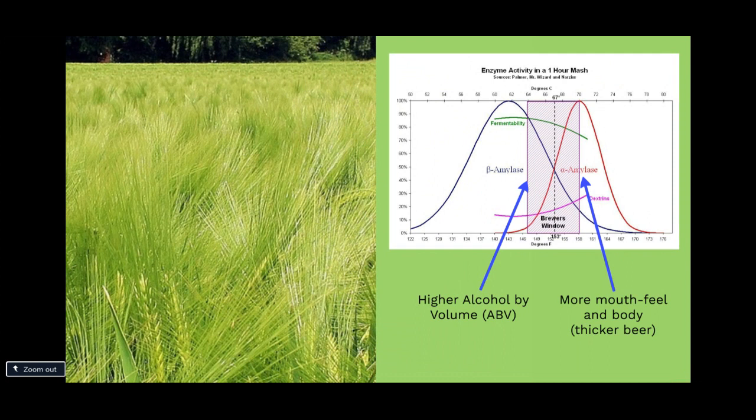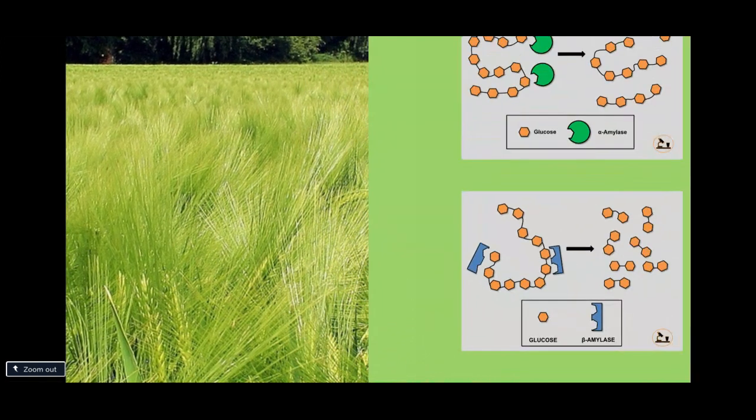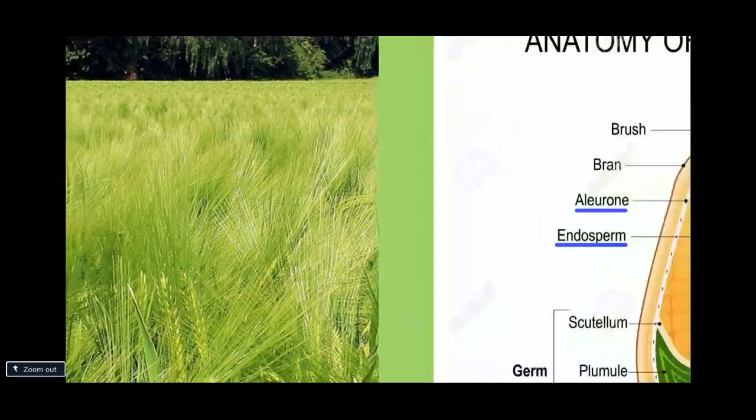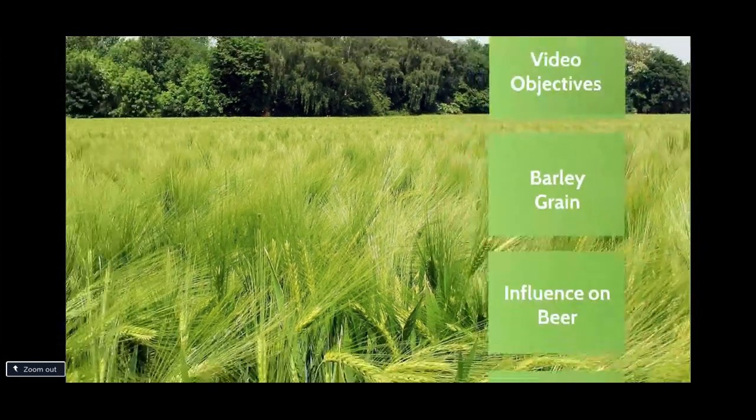What we're doing here is using the alpha and the beta amylase to work together. The alpha amylase comes along and breaks the starch into smaller chunks, and then the beta amylase comes along and breaks those chunks down even further into the maltose that we want. It's important that we understand the role of both of these. So that covers essentially the grain structure.